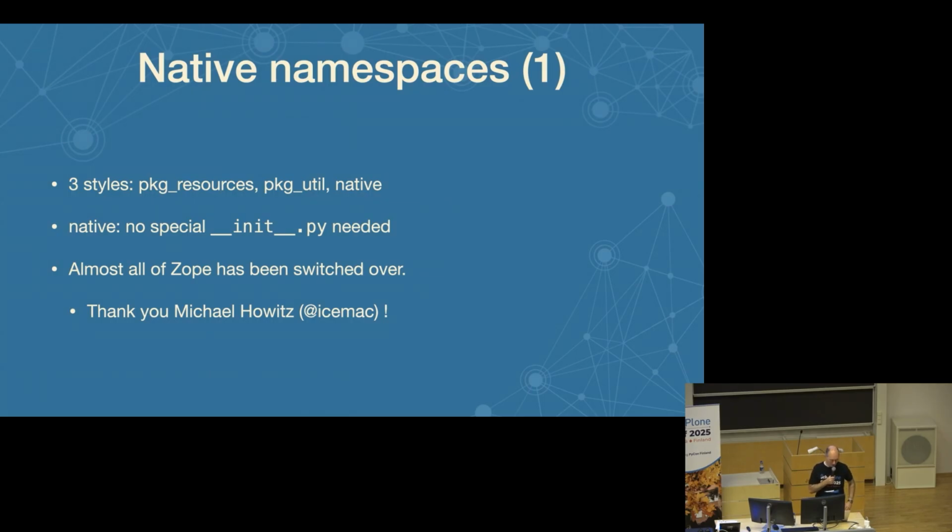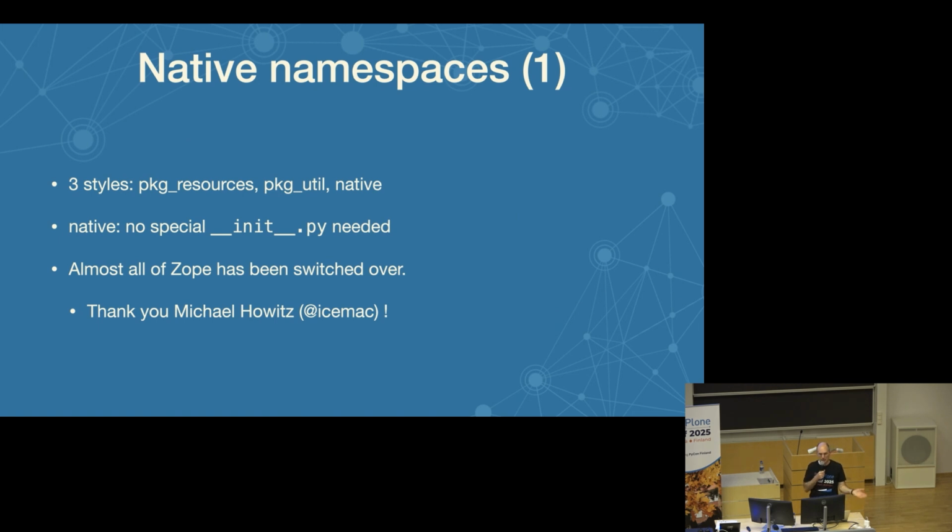So, native namespaces, part 1 of 3, if you want to know. You have 3 styles of namespaces in Python. You have pkg_resources namespaces, that's from setuptools. You have pkgutil, which is built into Python, and you have native namespaces. The native namespaces are available since Python 3.3.